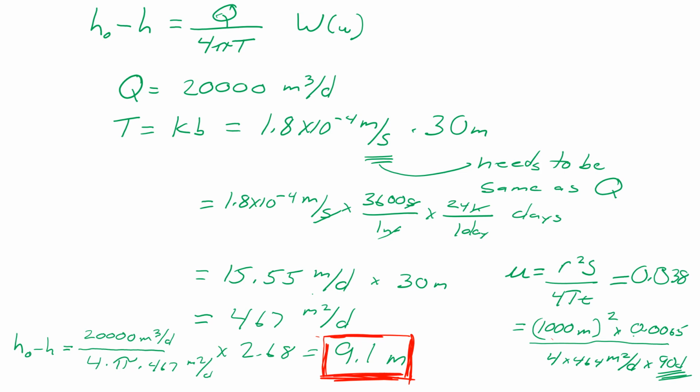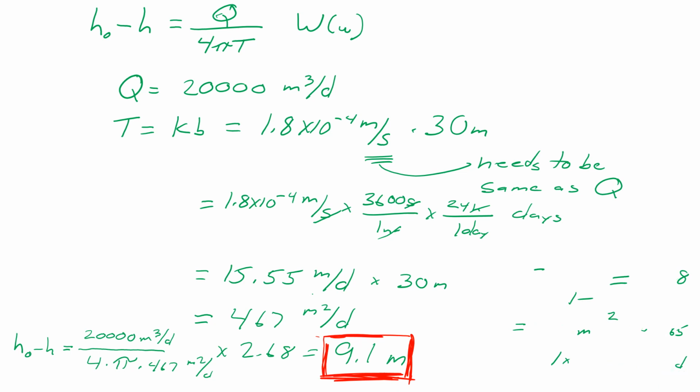So I did u down here in the lower right, but let me just get rid of it and we'll go through it here. Let me erase all this. Okay, so u equals r squared S over 4 t, little t. R squared, what is R? R is the distance that you are from the well.